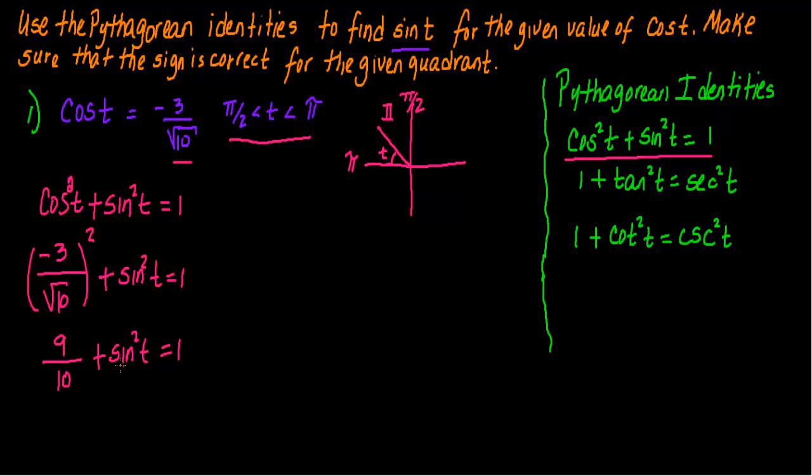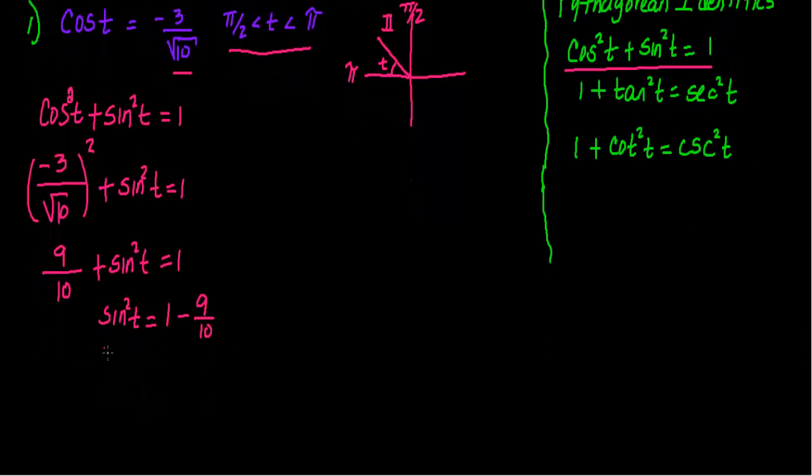Now I am going to solve for sine squared of t. So sine squared of t is equal to 1 minus 9 over 10. All I did was subtract 9 over 10 on each side. And now I can say that sine squared of t is equal to 10 over 10, which is 1, minus 9 over 10, and that equals 1 over 10. That's sine squared of t.